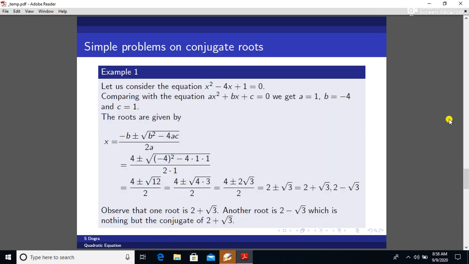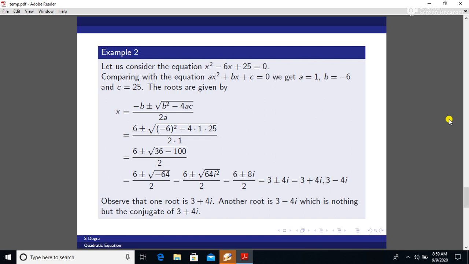Now I come to simple problems on conjugate roots. We have considered the equation x square minus 4x plus 1 equal to 0. Solving the equation by Sridhar-Acharya formula, we have obtained the roots as 2 plus minus root 3, that is the roots are 2 plus root 3, 2 minus root 3. One root is 2 plus root 3, another root is 2 minus root 3. 2 minus root 3 is nothing but the conjugate of 2 plus root 3.